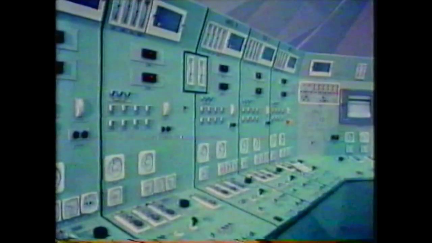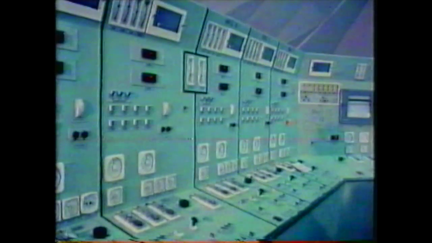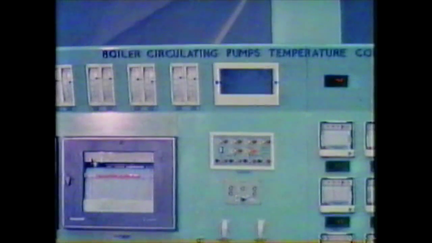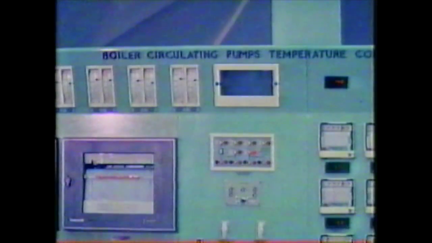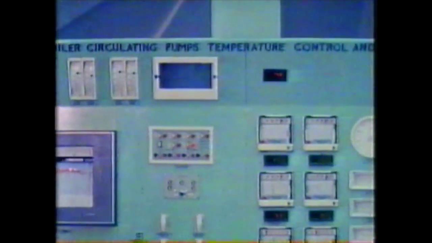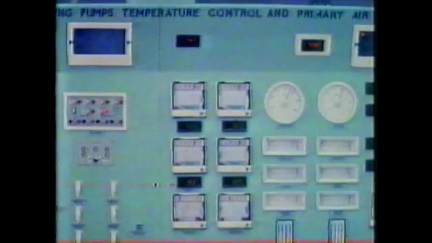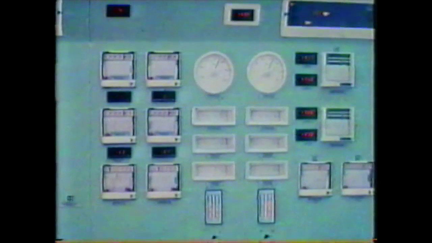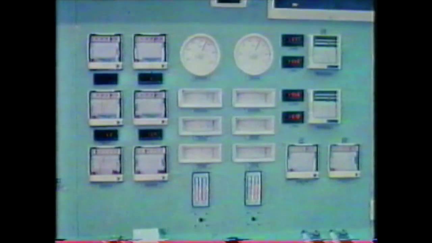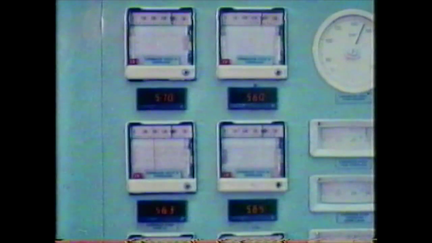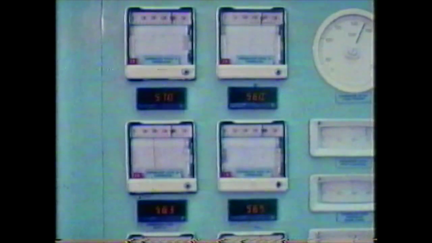All operations are controlled from here, the power station control room. Here are the instruments for just one of the 4 turbo generators. Steam is coming from the boiler at about 560 degrees C. It's led down these pipes to the turbine hall, where the electricity is actually generated.